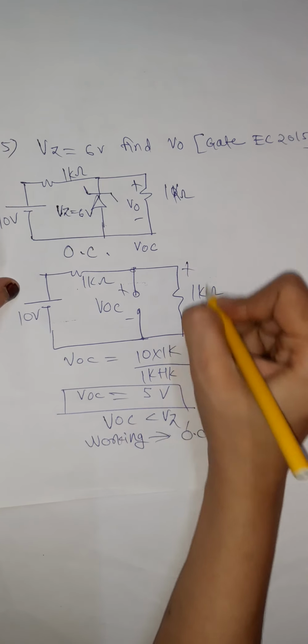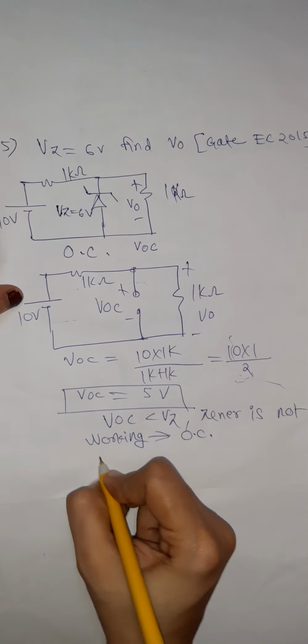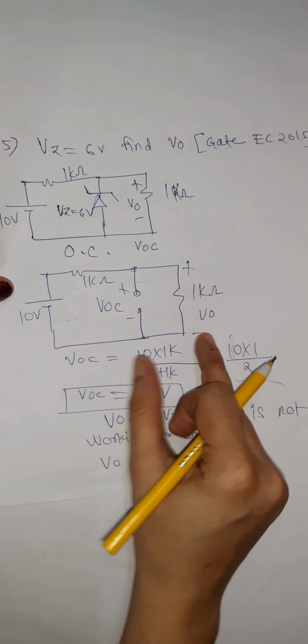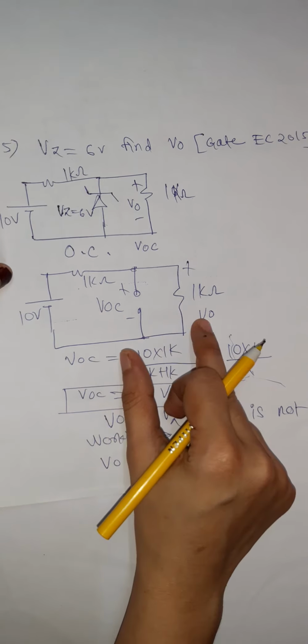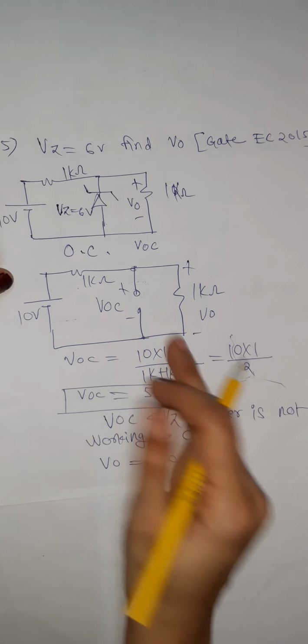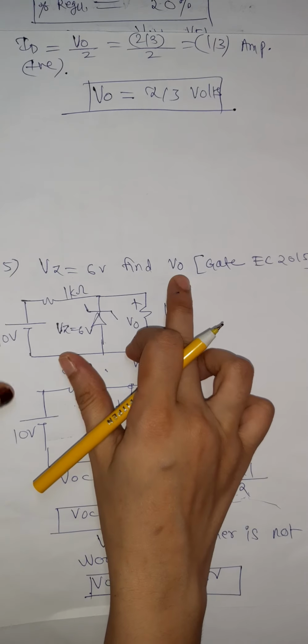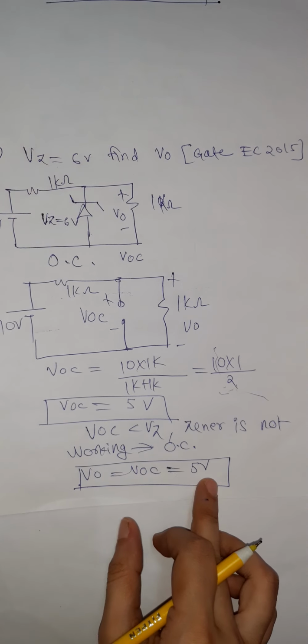And if we find V0, then V0 is nothing but VOC. This voltage VOC is nothing but the voltage across this 1 kilo ohm. So V0 is equal to VOC, which is equal to 5 volts. So the final answer is that the V0 value is 5 volts.